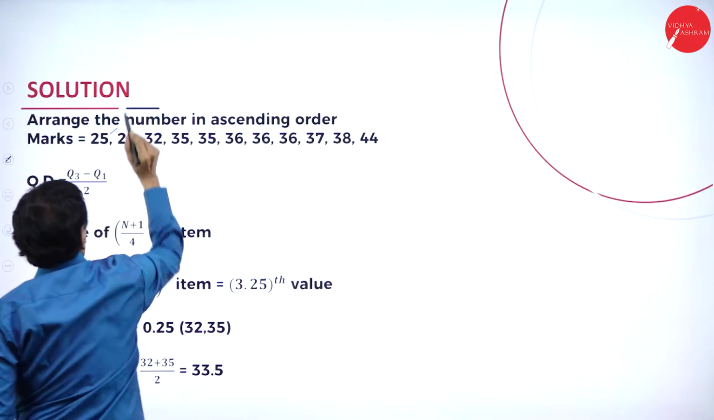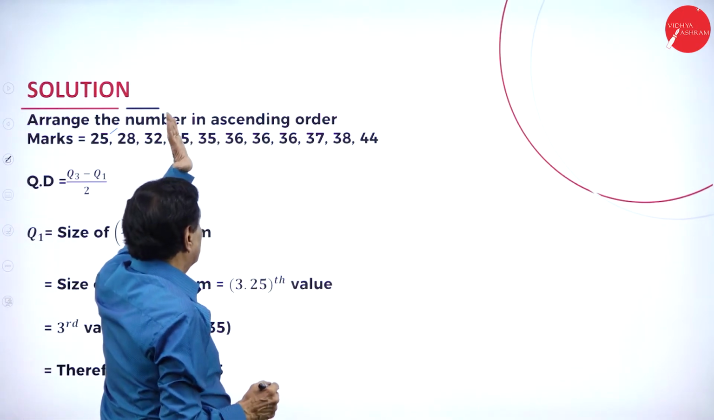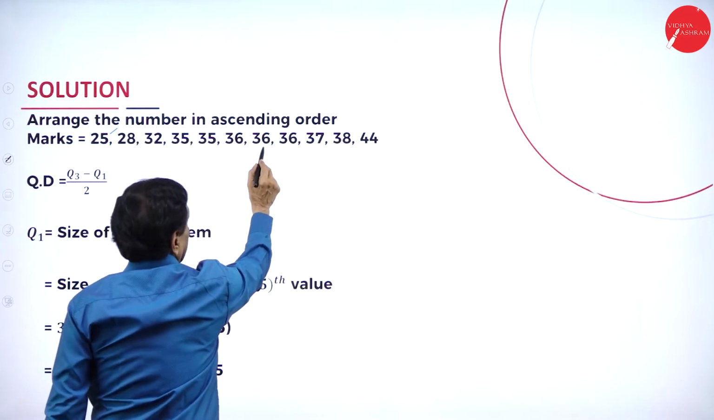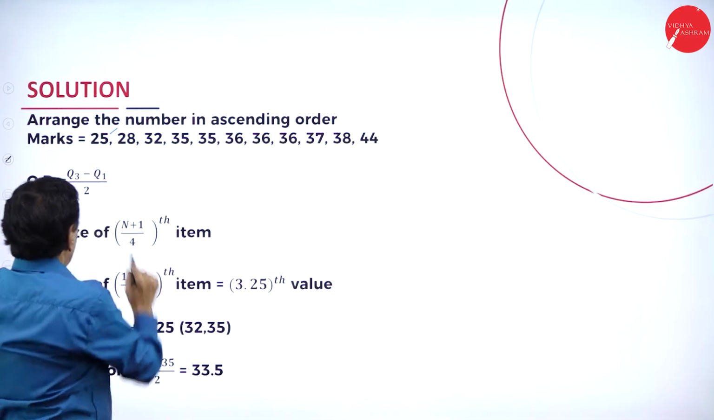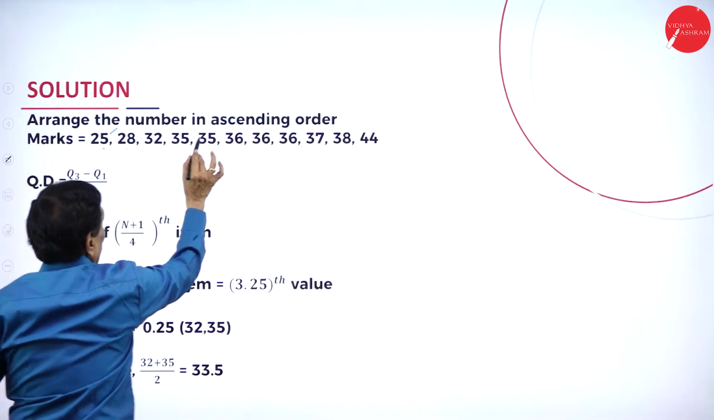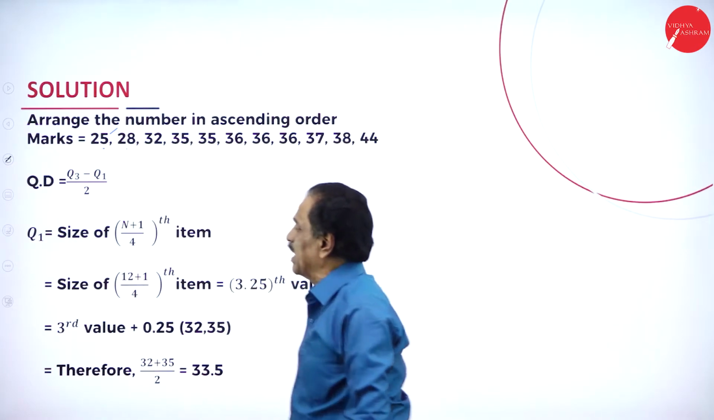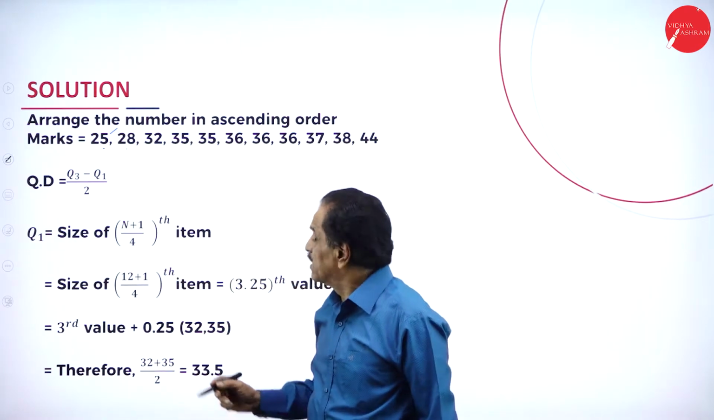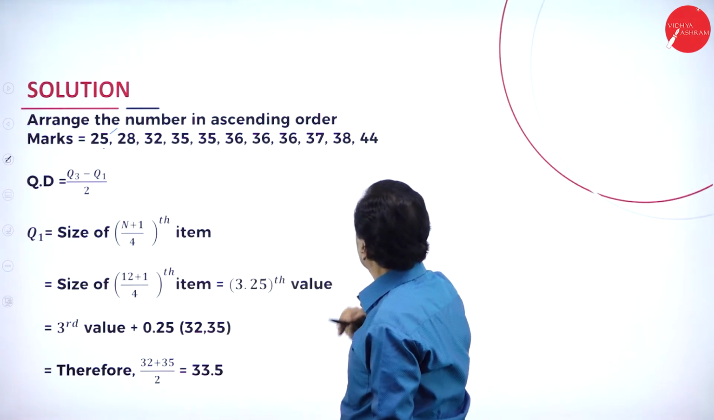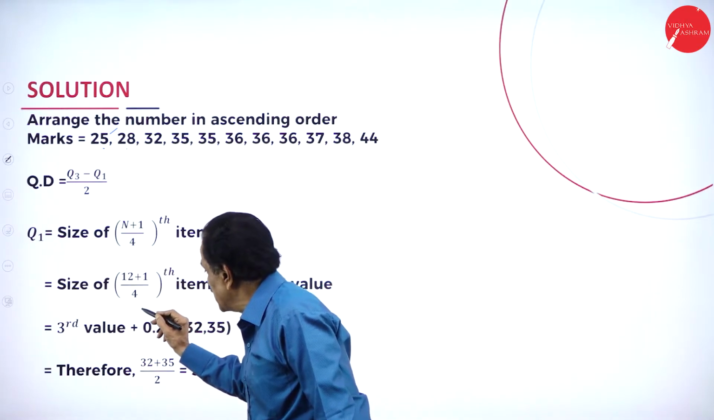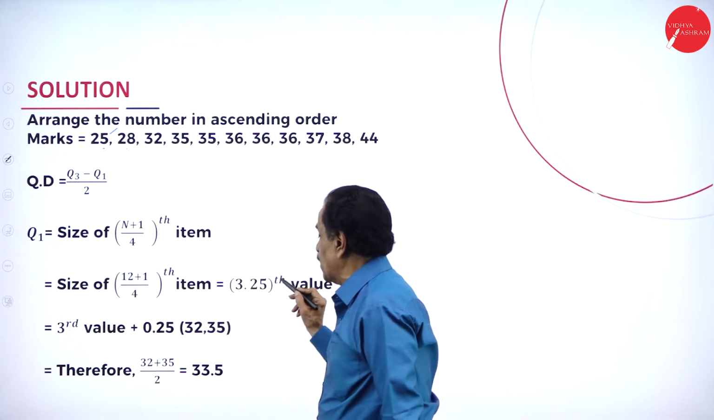First is the data: 25, 28, 32, 35, 35, 36, 36, 36, 37, 38, 44. So 1, 2, 3, 4, 5, 6, 7, 8, 9, 10, 11 numbers are there. So Q1 is equal to the size of (n plus 1) divided by 4th item. What is your n? 12 plus 1 divided by 4. That is 13 divided by 4 is 3.25.